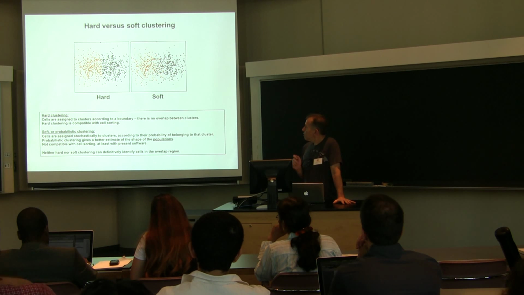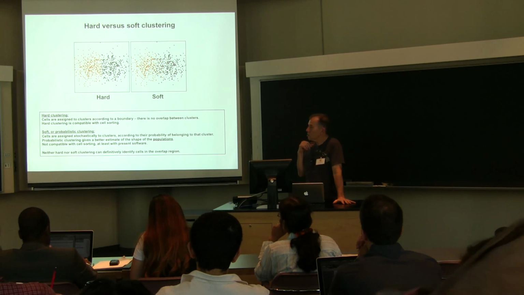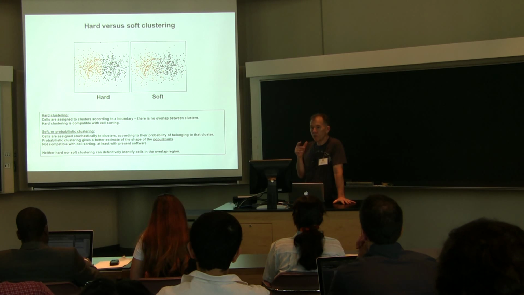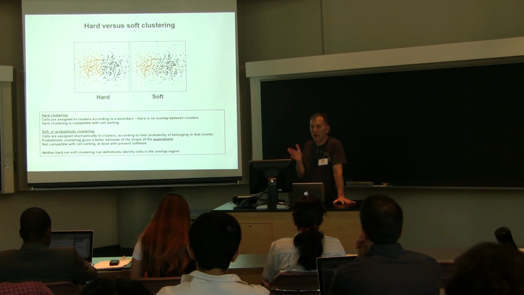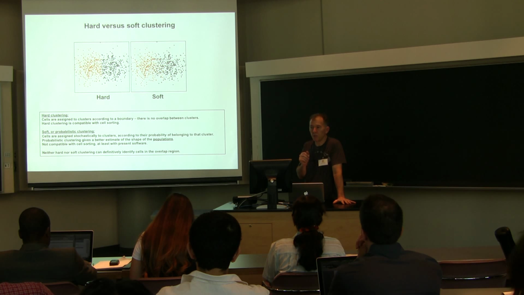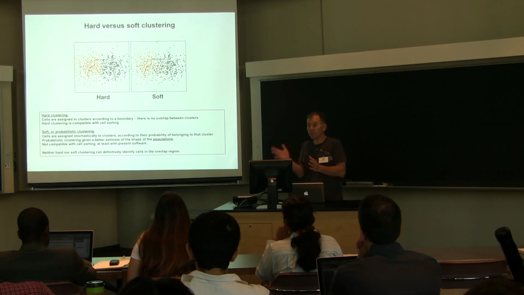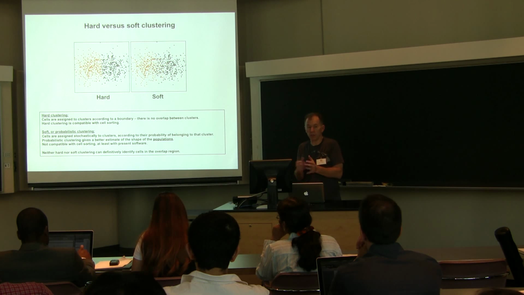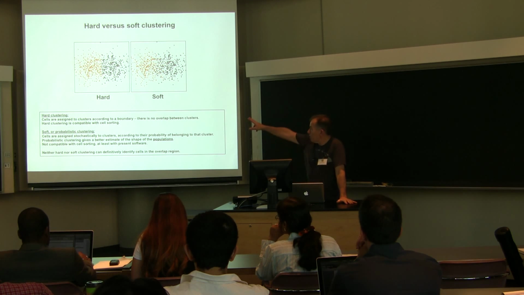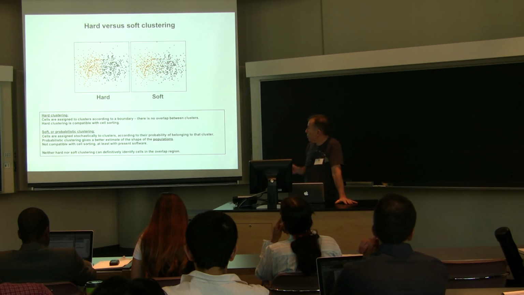I'd like to distinguish between hard and soft clustering. So if you're used to gating in something like FlowJo, that's a hard separation of populations, because you draw a line, and if a cell is one side of the boundary, it belongs to one population. If it's the other side of the line, it belongs to the other population. So that would be on the left, the hard separation.